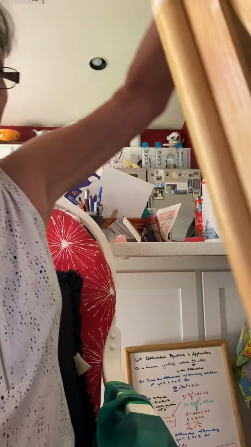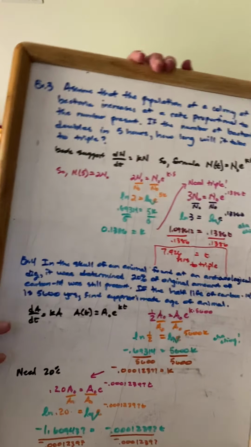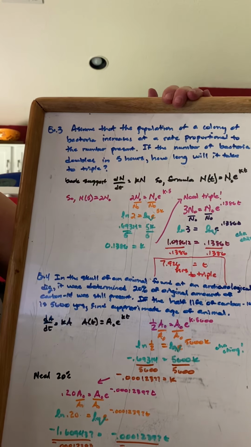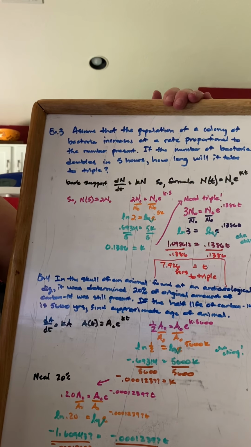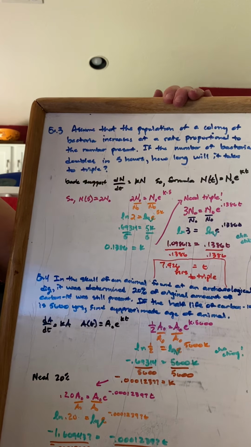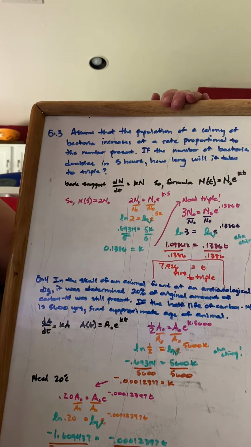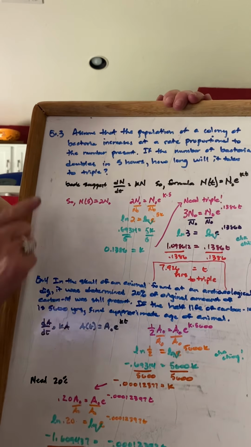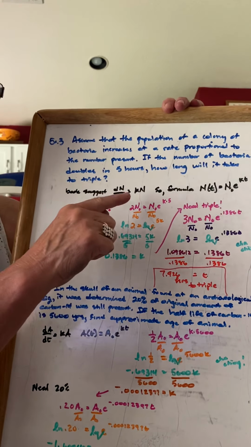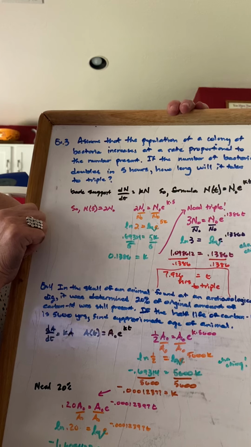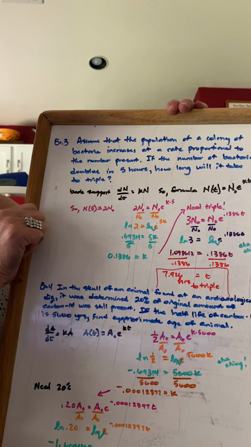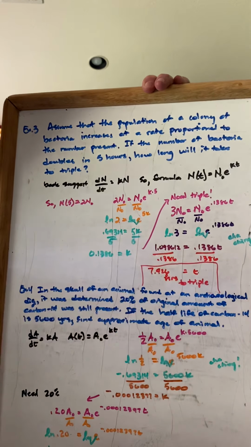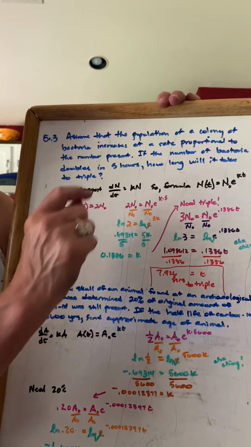And on the next board we have a word problem. It says, assume that a population of a colony of bacteria increases at a rate proportional to the number present. If the number of bacteria doubles in 5 hours, how long will it take to triple? The book suggests dN/dt equals k times N, whereas we had dA/dt equals k times A before.